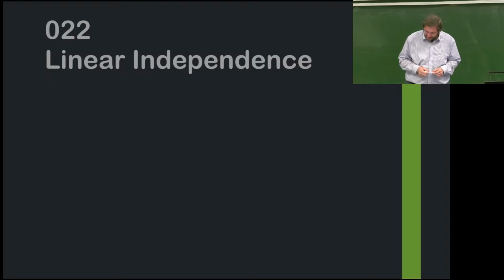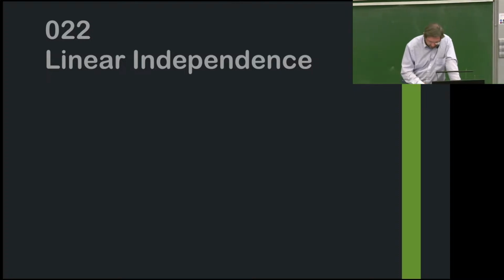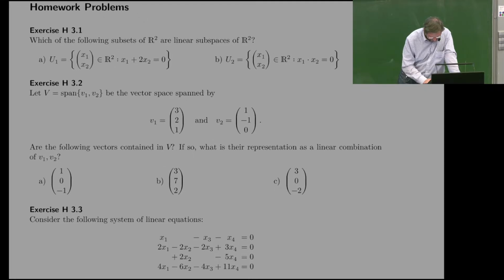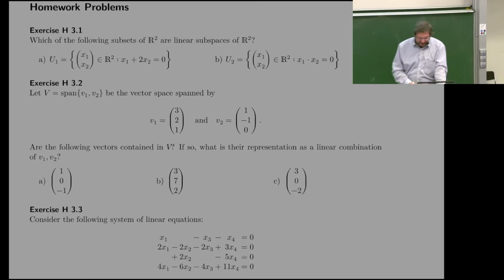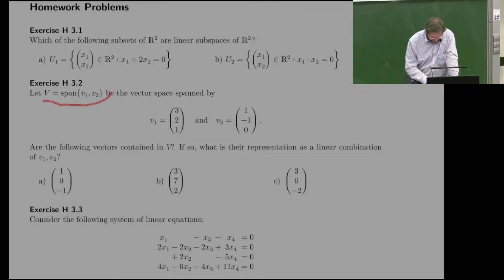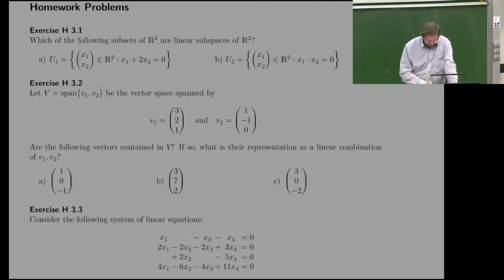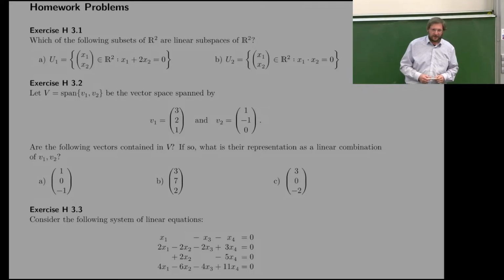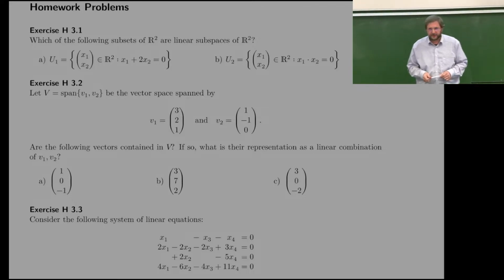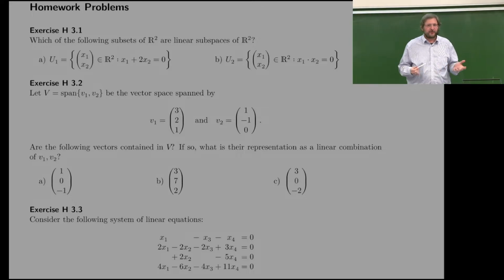before we do that, let's maybe have a quick look at homework H32. So here the question is, given a vector space defined as the span of two vectors, these two, are the following vectors contained in V? What do you do to find that out? Well, same thing as we just did. You try to solve a system of linear equations. If there is a solution, they're contained in the span. If there's no solution, they're not contained in the span.